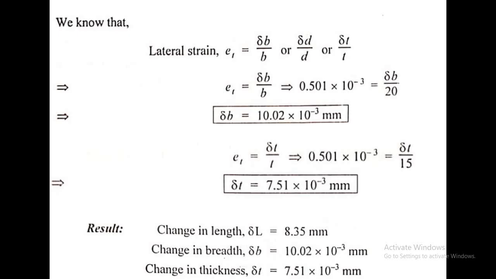Same thing for finding the change in thickness. That is delta T by T equal to ET. You keep the unknown delta T in the left side, remaining in the right side. Do the calculation. You find 7.51 into 10 power minus 3 mm.